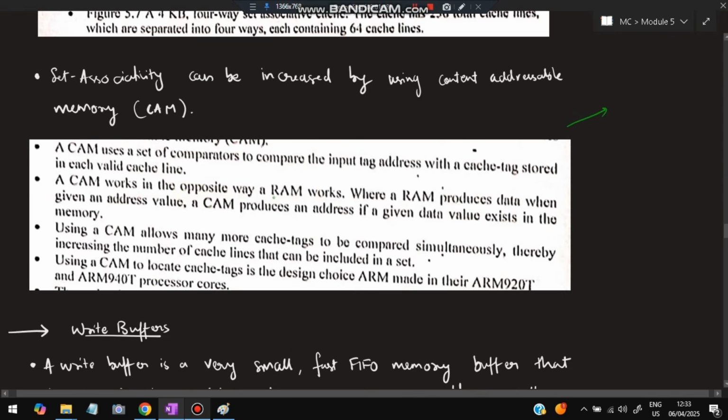It works in the opposite way to how RAM works. RAM produces data when given an address value, and CAM produces an address if the data value exists. So if the data already exists in the cache memory, why store it again in a separate page? You can use the same one. It will just produce the address where it is stored, so that access is possible and you can use that data.